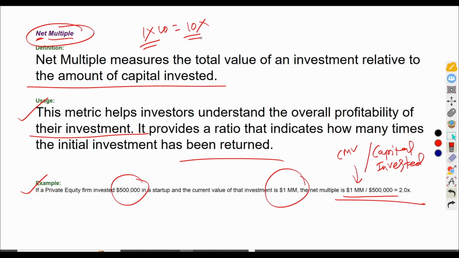10x means almost 1000% in returns that you would receive when you sell it out. In the same way, if you invested 0.5 million and now the investment value is 1 million, it means you have a 100% return. Your investment got doubled, a 2x return. So this becomes your net multiple. Net multiple means your investment has been multiplied, or doubled in that way.